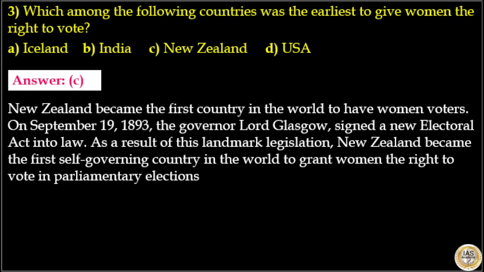New Zealand became the first country in the world to have women voters. On September 19, 1893, the Governor Lord Glasgow signed a new electoral act into law. As a result of this landmark legislation, New Zealand became the first self-governing country in the world to grant women the right to vote in parliamentary elections. So, here the answer to this question is option C, New Zealand.